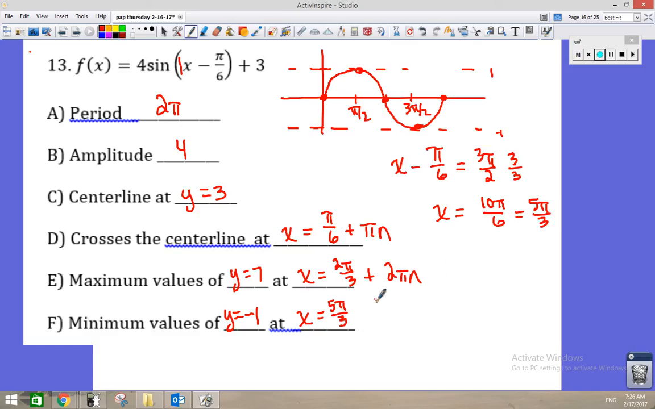Alright, so the next time that we'll be at a minimum value is a full cycle away, which has a length of 2 pi. So that or any integer multiple of 2 pi will land us at another minimum value.